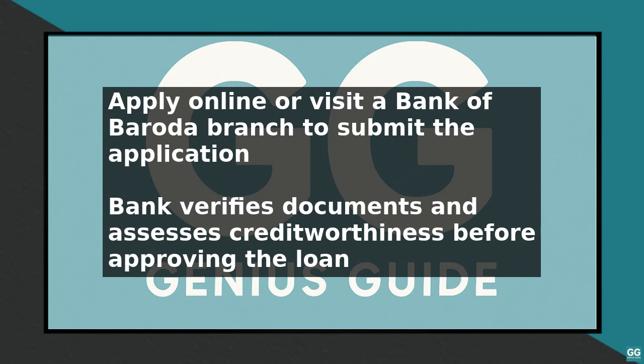After the loan is sanctioned, the bank will disburse the funds to the institution, and you can start repaying the loan after the moratorium period, which is usually 6 months after completing the course. It is essential to make timely repayments to avoid penalties and maintain a good credit score.